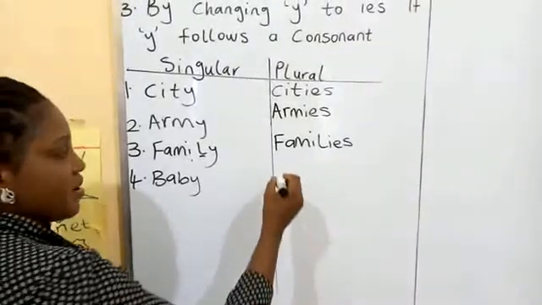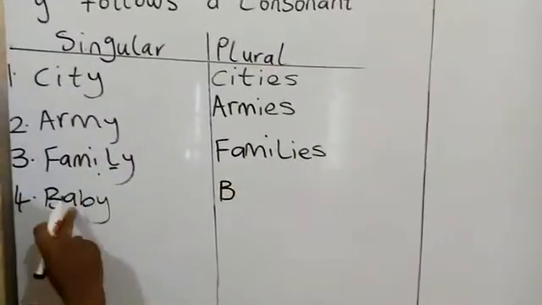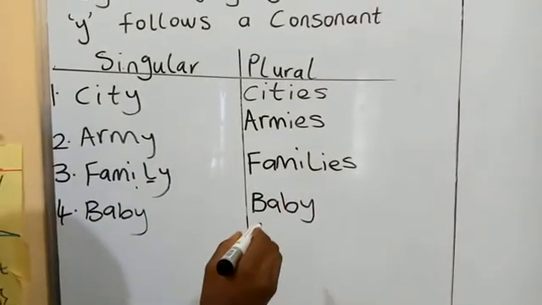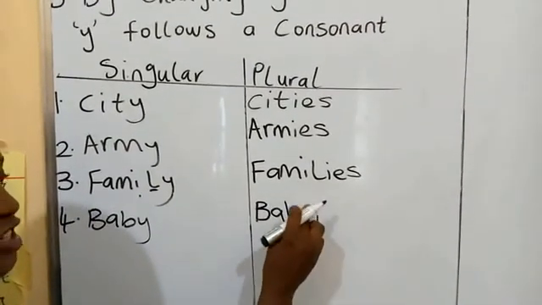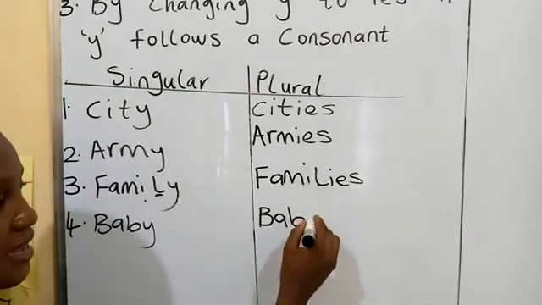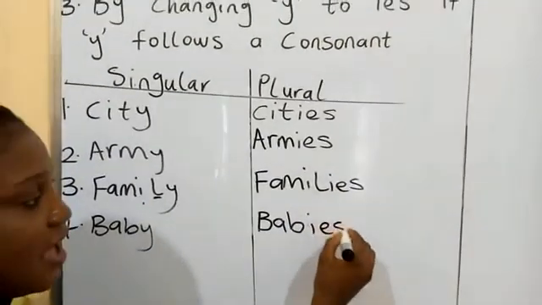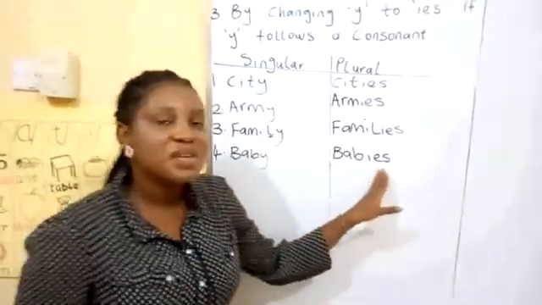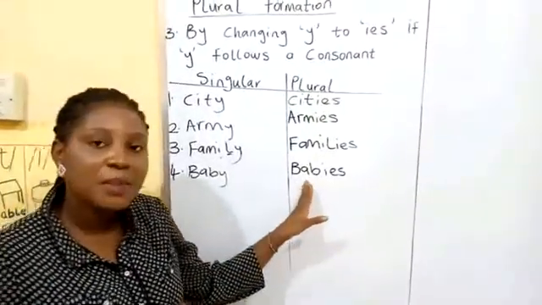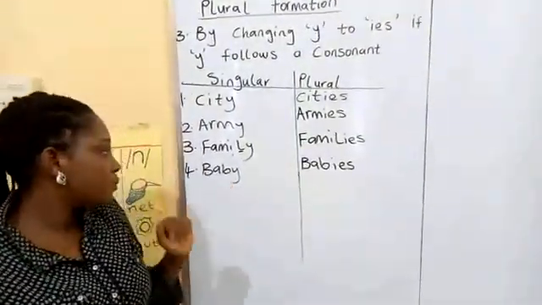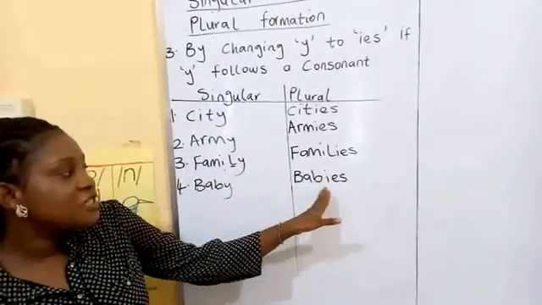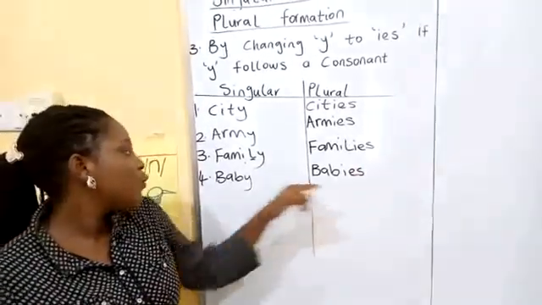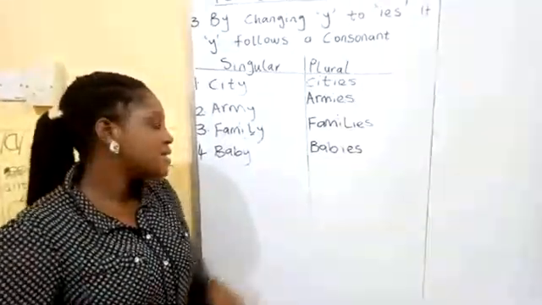Okay, let's do it together. We'll take B, A, B. Will we add Y? No, we will not. We will change this Y to I and add ES. It will give us no longer baby, but babies. So now, we got these babies because B is a consonant. So we change the Y to I and add ES.